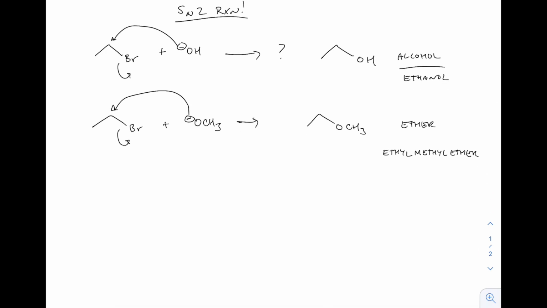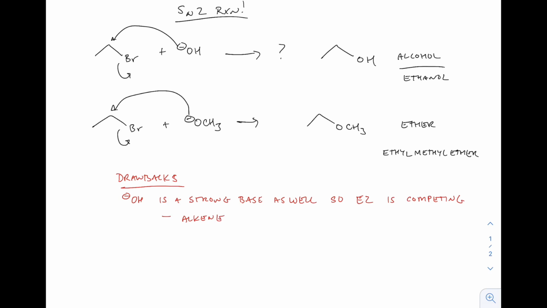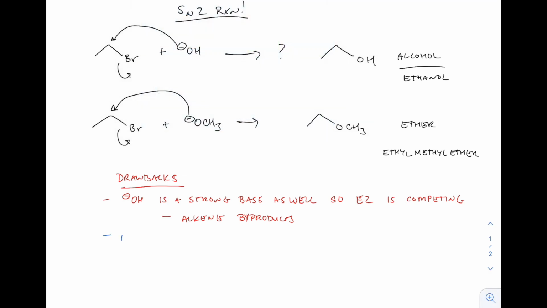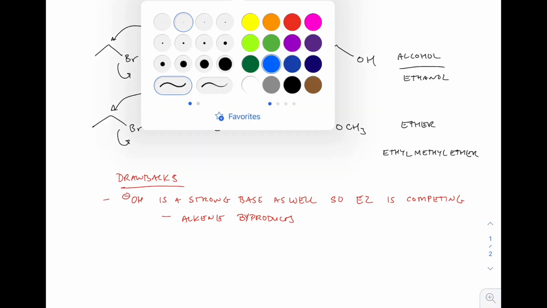So, of course there are drawbacks to this approach in making the alcohol and the ether. And again, we already know about these drawbacks, right? So we do know that hydroxide is a strong base as well as a strong nucleophile. So E2 is going to be a competing reaction, okay? What that means is that we'll have alkene byproducts. And if we're trying to make an alcohol or an ether, that's not ideal, right?